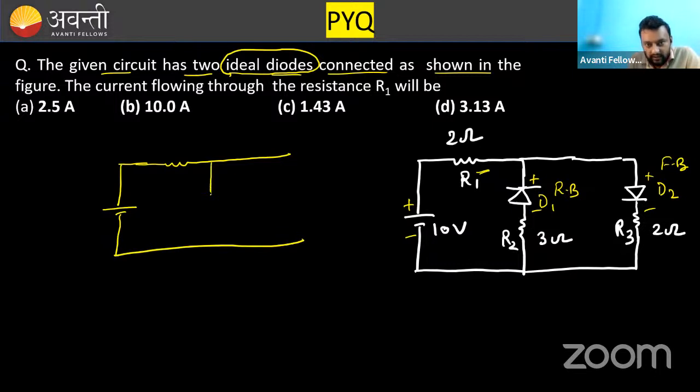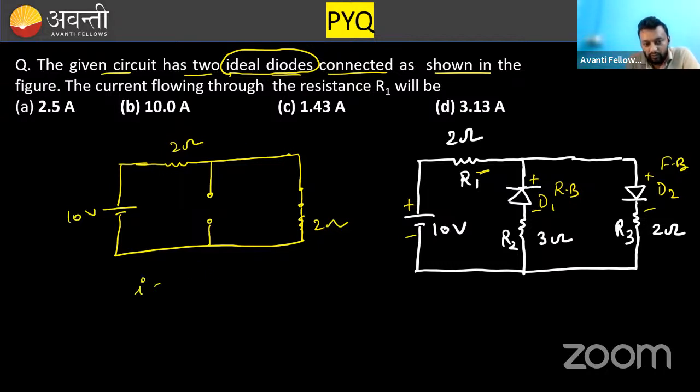And this diode will behave as an open circuit because it is reverse biased, an open switch. And this diode will behave as a closed switch because it is forward biased. Now there is a resistor in it as well, which is of 2 ohm. This is of 2 ohm. This is of 10 volt. Now you can clearly see that this complete circuit is a series circuit.